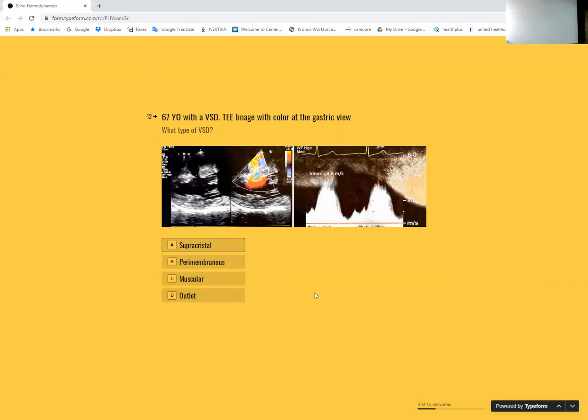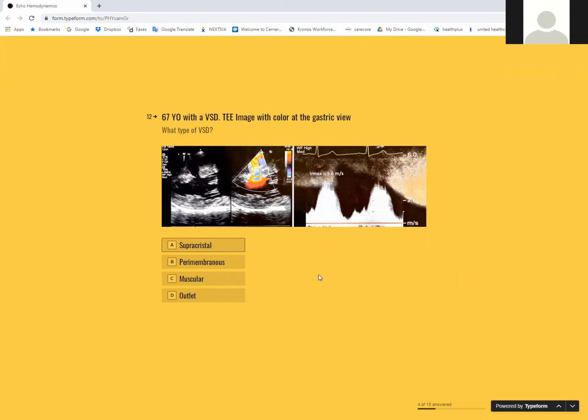Okay, so VSD. What kind of VSD is this? This is a TEE with a gastric view. Ramirez says perimembranous. I'm sorry, what did you say? What kind of VSD is this? Ramirez says perimembranous. Okay, anyone else? It's pretty low down. Muscular.